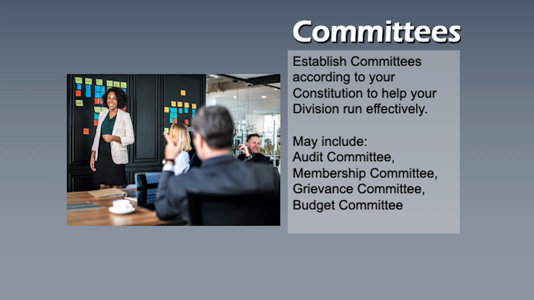On the next page, in your constitution, you have several committees listed. This is a mandatory requirement. You want to establish your committees according to your constitution. So, some of those committees might be like an auditing committee, a membership committee, a grievance committee. These are just examples. Your constitution may not prescribe that your division needs that committee. It depends on which division you are in charge of.